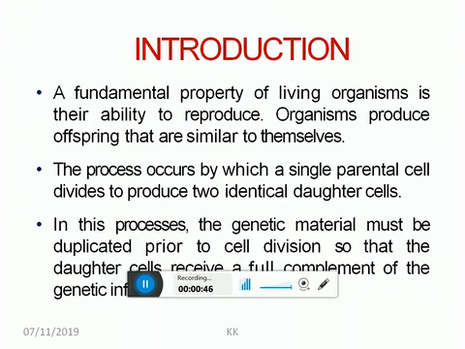In this process, the genetic material must be duplicated prior to cell division so that the daughter cells receive the full complement of the genetic information. So when the daughter cells are forming, the parental cell is divided into daughter cells. In that case, the daughter cells get the complete genetic information of their parent cell.